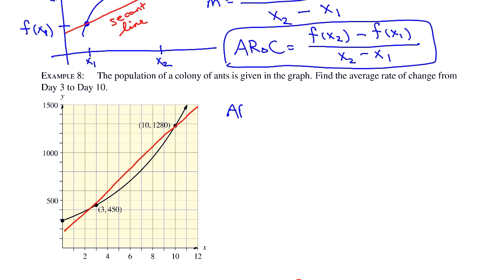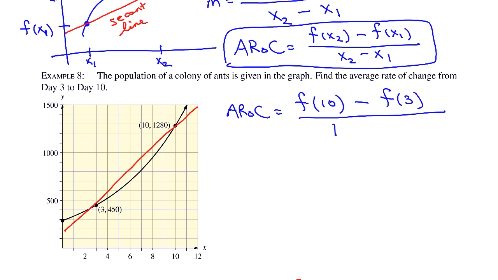So here, average rate of change is going to be f of 10 minus f of 3 over 10 minus 3. Remember that f of 10 is going to give me the population at day 10, and f of 3 is going to give me the population at day 3. We will use the graph to read off these values. The population at day 10 was 1,280. The population at day 3 was 450.